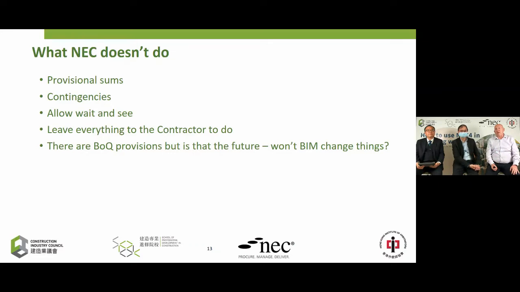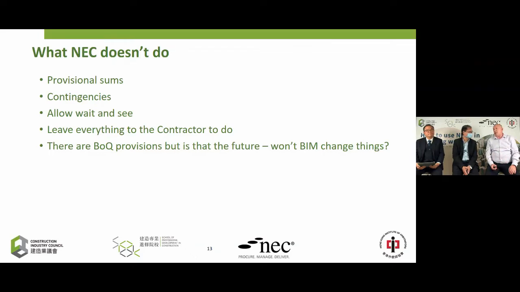What we don't do, we don't leave everything to the contractor to do. This isn't a turnkey type set of conditions of contract. We expect the project manager to roll their sleeves up. We expect the supervisor to roll their sleeves up and the client. We expect them to work with the contractor for the good of the project. You reap what you sow, something like that. So, right, you get out of it what you put into it. Put something into it, work with the contractor.